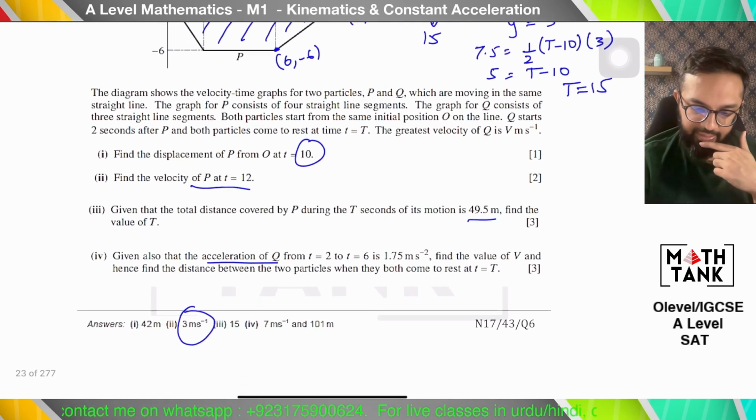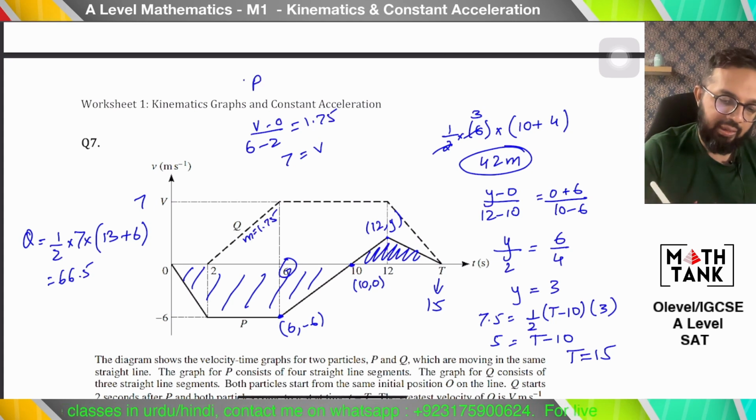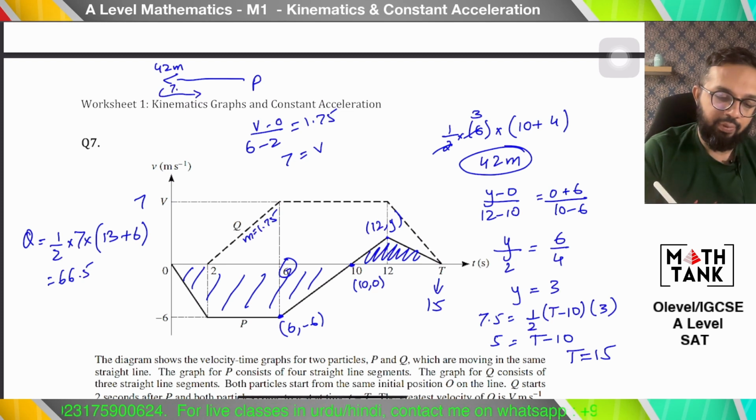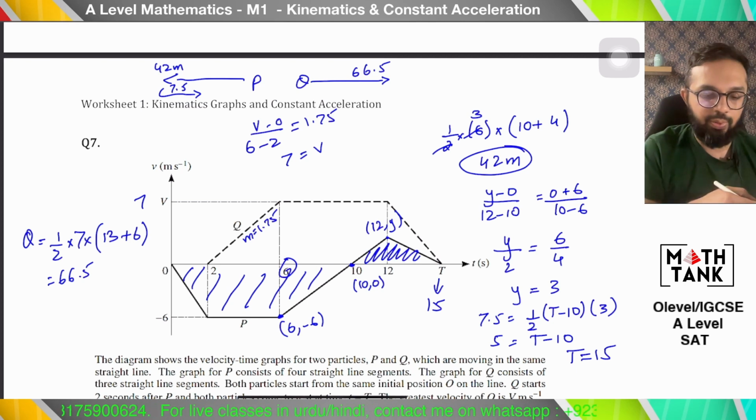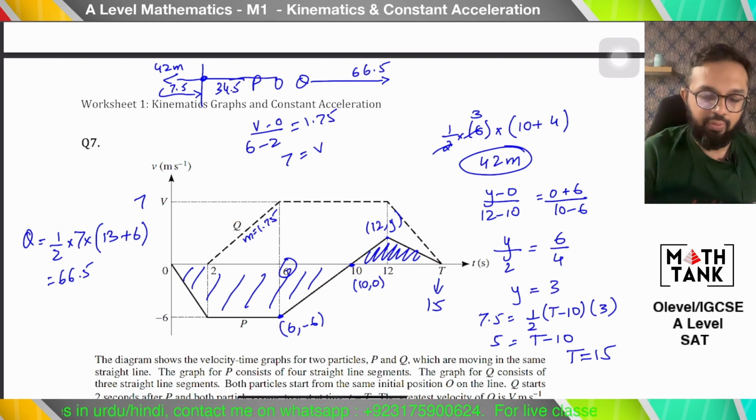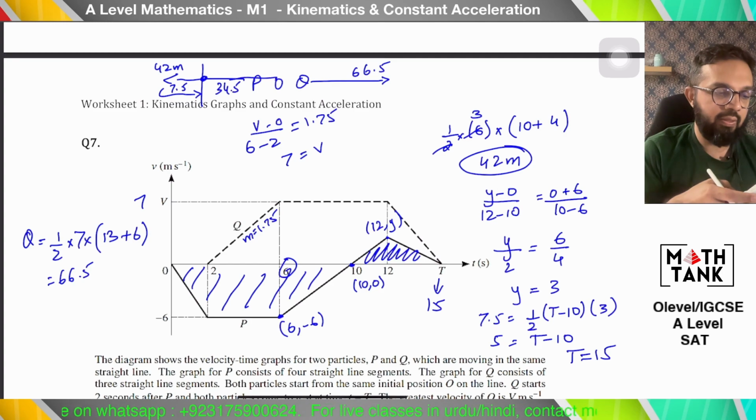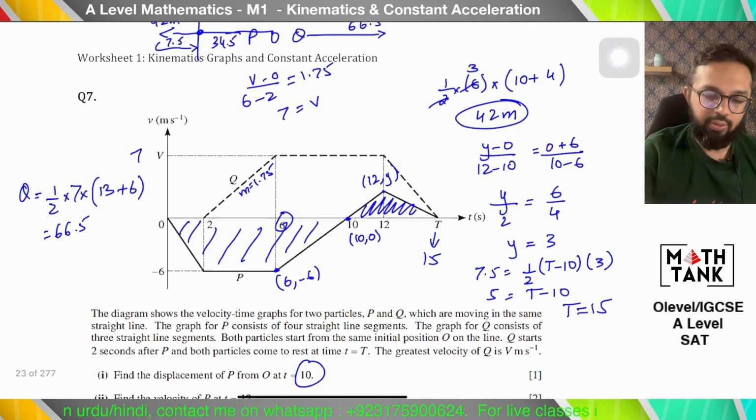Now it's important to understand the distance between the two particles when they both come to rest at T. Remember that P was traveling like that. It traveled 42 meters back and then 7.5 forward, and Q was always traveling like that, and that was 66.5. So I think the distance is 42 minus 7.5 first to find out what position P is at. So it's at a position of 34.5 from O, and 66.5 on the other side. So 34.5 plus 66.5 gives me 101 meters.